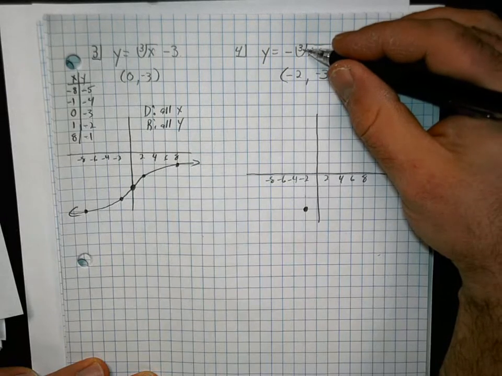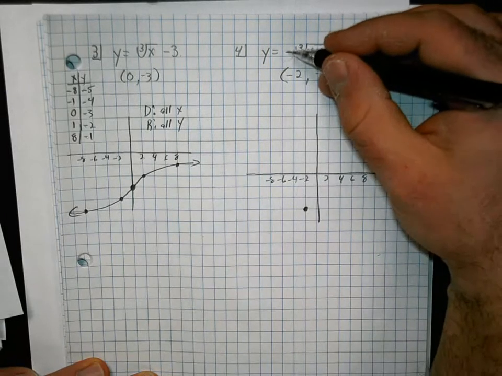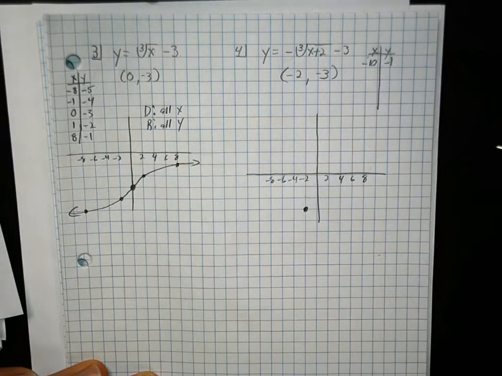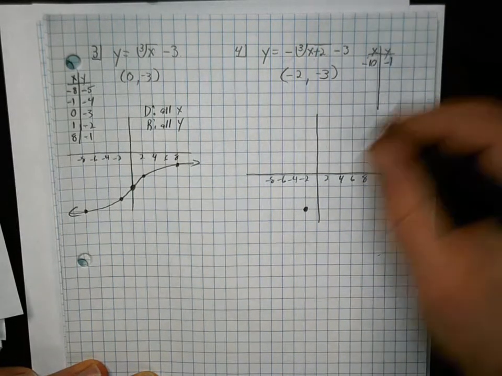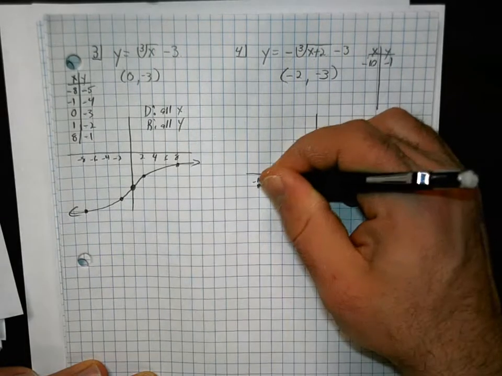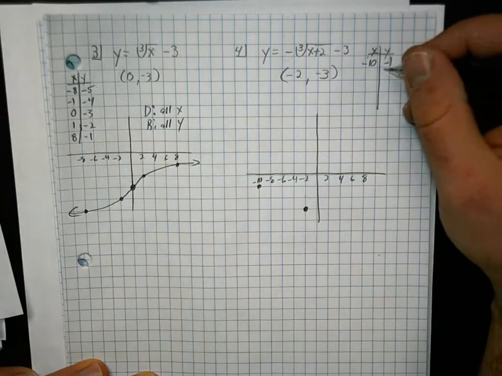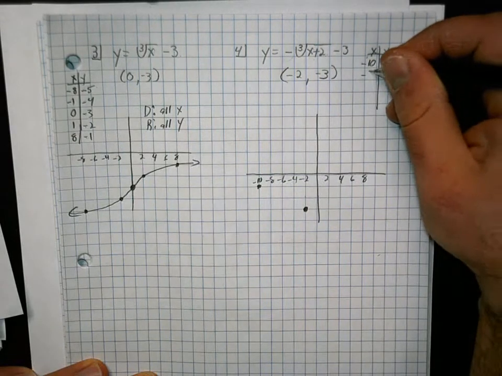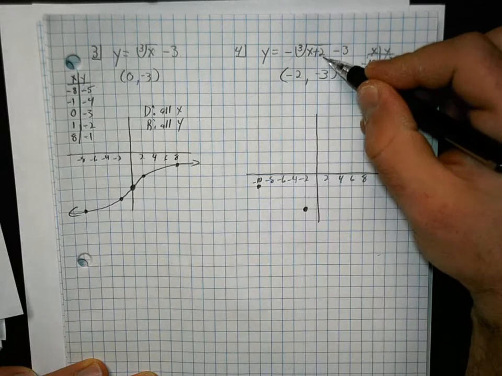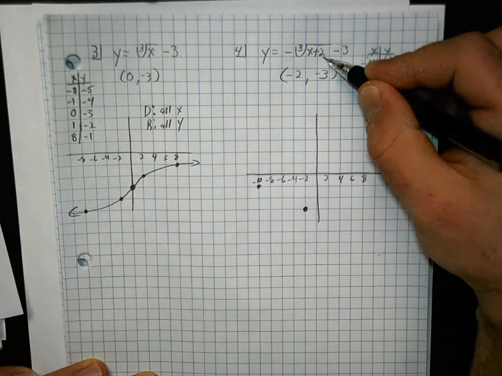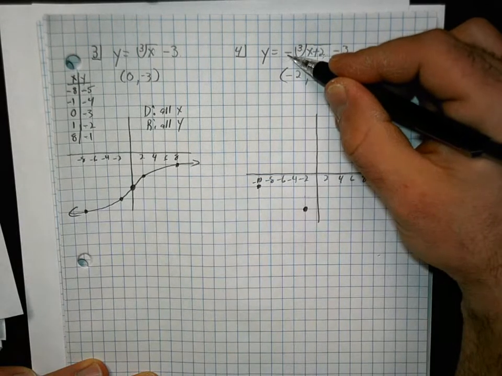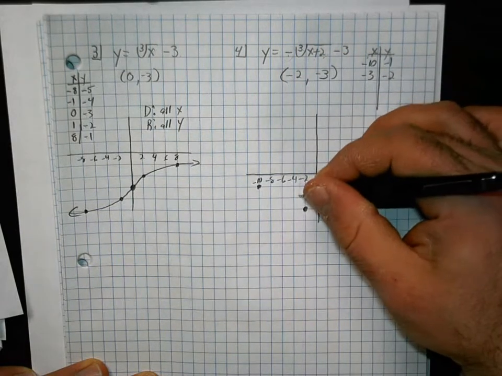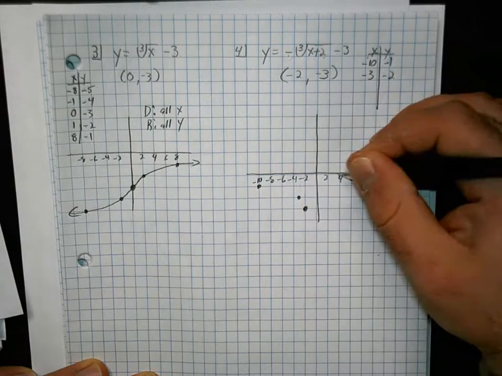Cube root of negative 8 is negative 2. Times negative 1 would be 2. Minus 3 is negative 1. So negative 10 gives me negative 1. Check that calculation. Plot it right now. Then I'm going to try negative 3. Because negative 3 plus 2 is negative 1. Cube root of negative 1 is negative 1. Times this is 1. 1 minus 3 is negative 2. So that would be right about here.